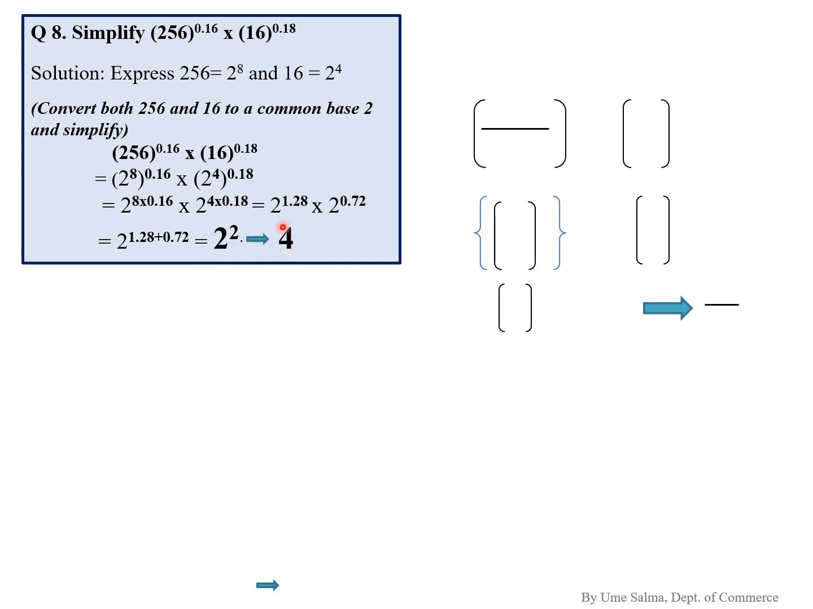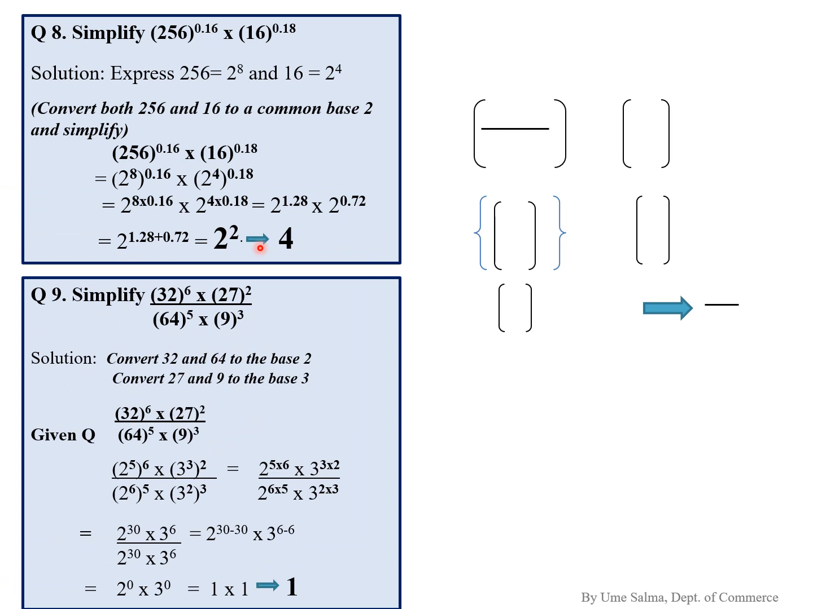The next problem is simplify 32 to the power of 6 into 27 to the power of 2 divided by 64 to the power of 5 into 9 to the power of 3. Again, all the four terms have different bases. So the first step is to convert the bases into a common one. You have to take this in this form: 32 and 64 as one set and 27 and 9 as another. For 32 and 64 you have a common base 2, and for 27 and 9 you have a common base 3. 32 is written as 2 to the power 5, 64 is written as 2 to the power 6.